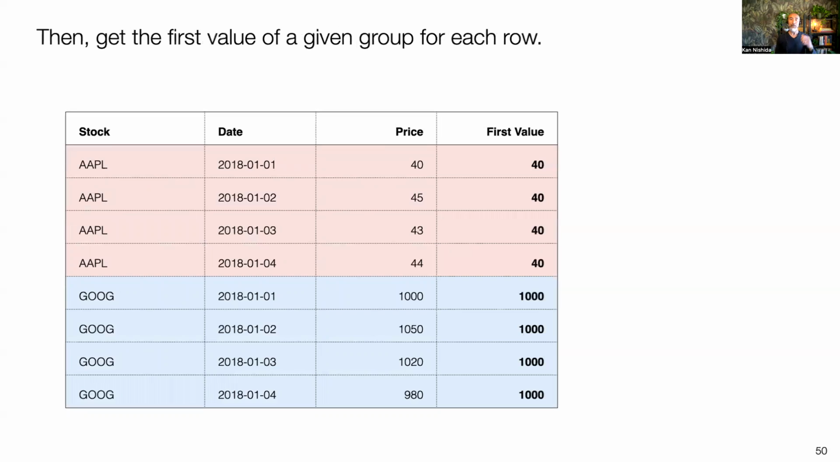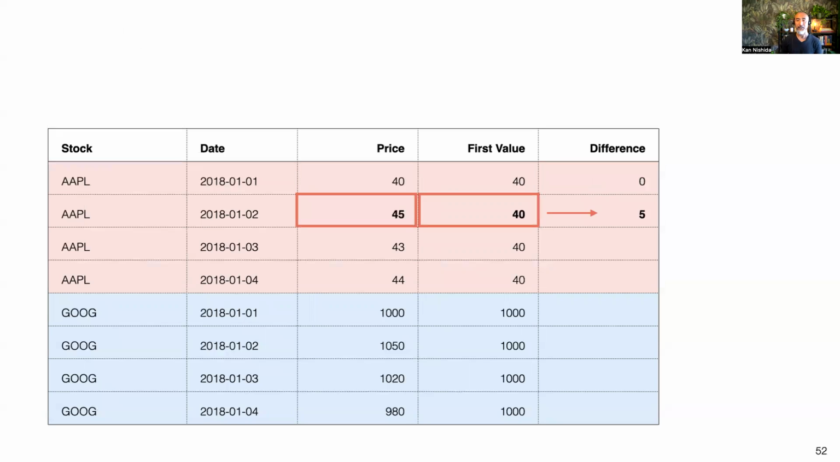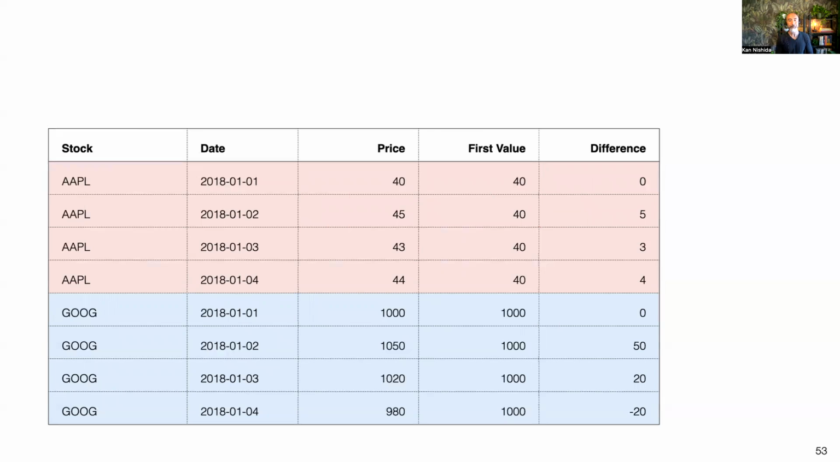Just like we saw in the very first example, the same value is repeated. For Apple, the 40 is repeated 4 times, and for Google, 1,000 is repeated 4 times. And once we get this first value, all we need to do is a subtraction. So we calculate the difference. And obviously, the first row in each group has a difference of 0, because the value itself is the first value.